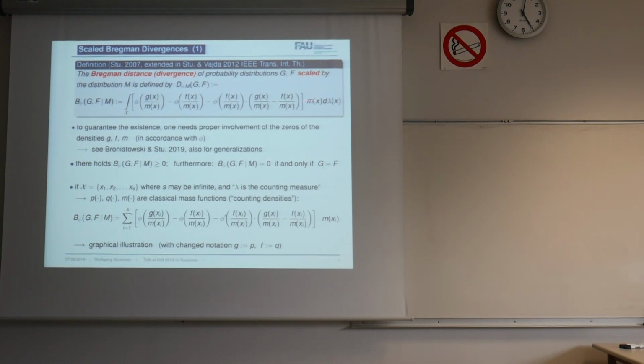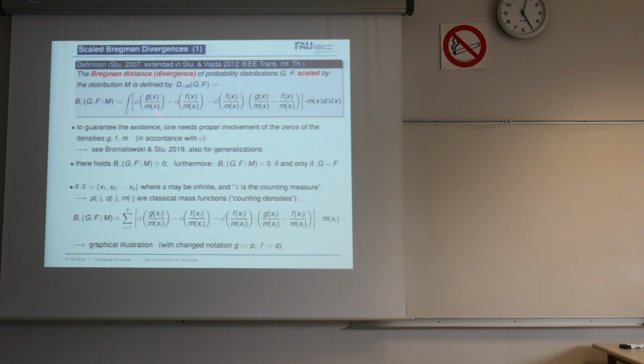so the basic body is related to what Frank already told us. The difference is that we scale G and F by the scaling density M here. And then after taking, you will see a picture in a moment, the difference between the function and the tangent line, we rescale again by M, and then we sum up or aggregate by lambda, okay?